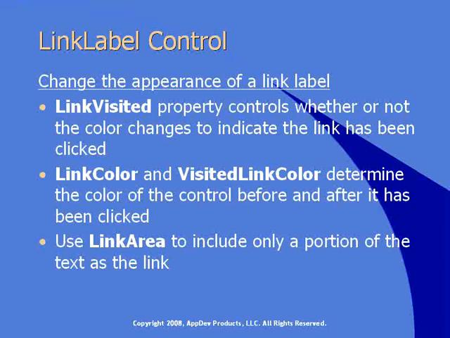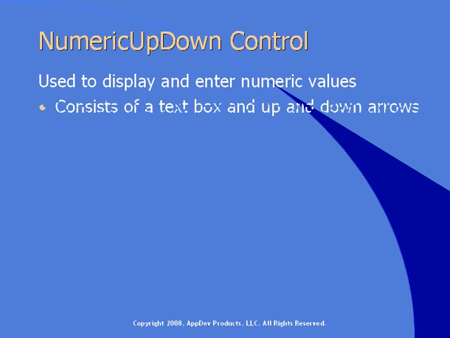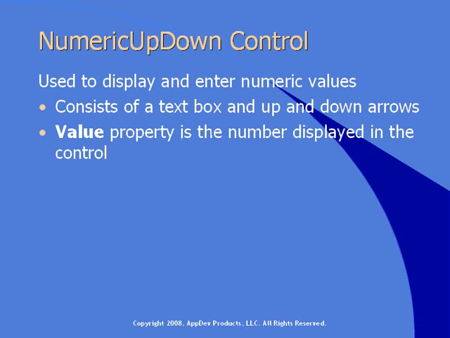The numeric up-down control is used to display and enter numeric values. So it consists of a text box and up or down arrows. And as you click on the up arrow, you're incrementing the number in the text box, and when you click the down arrow, you're decrementing the number in the text box. The value property tells you the number that's displayed in the control, and that's read and write.